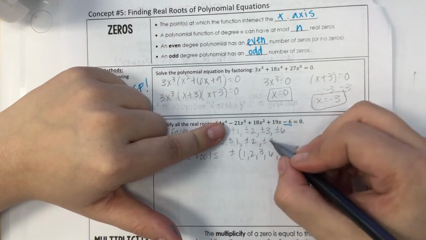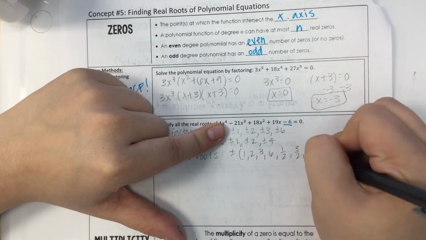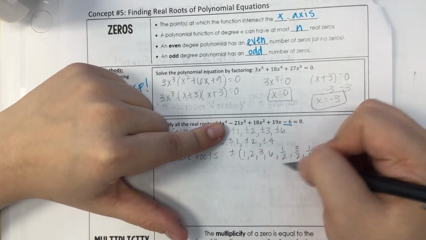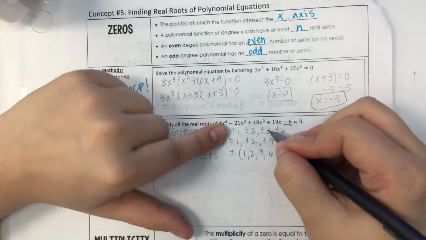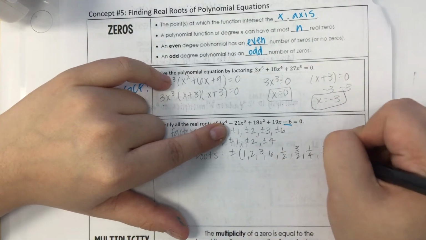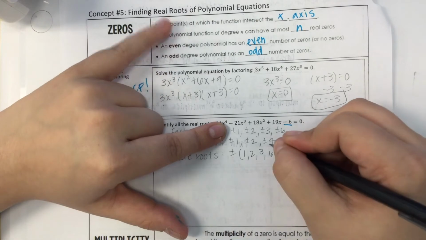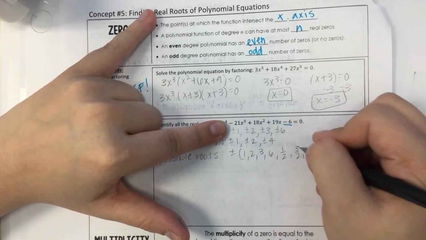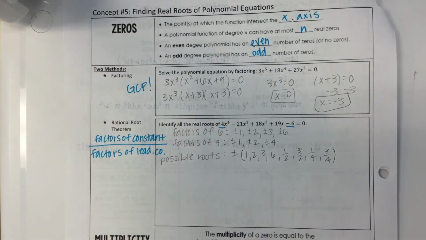There we go. 1 divided by 4 is 1/4. 2 divided by 4 is 1/2. We already have that. 3 divided by 4. And then 6 divided by 4, which is also the same as 3/2. So we already have that. So those are all the possible rational roots.